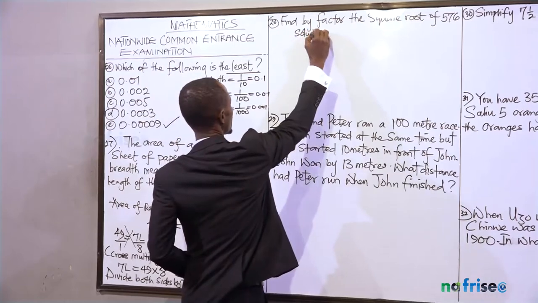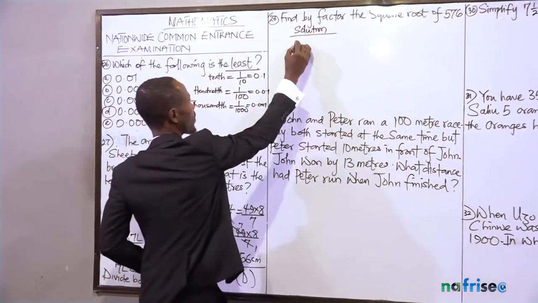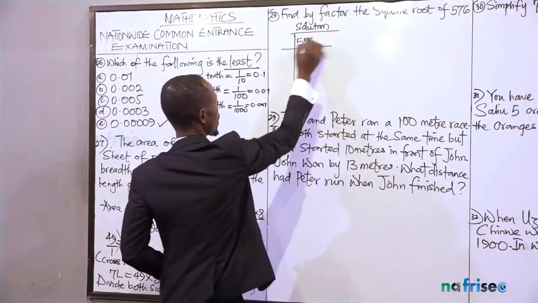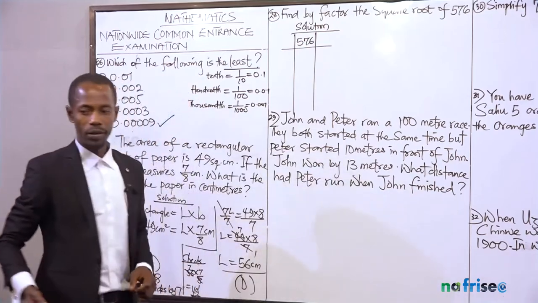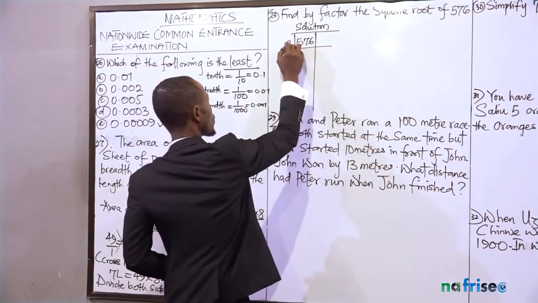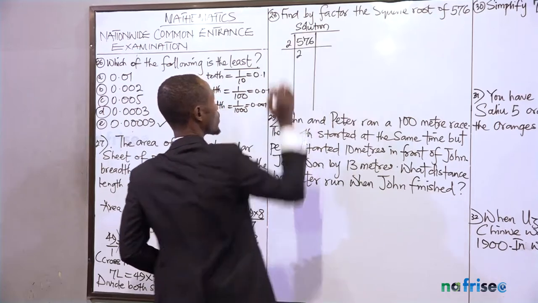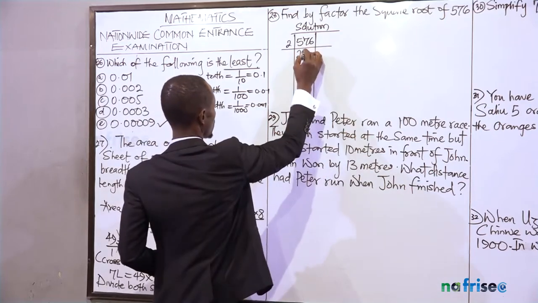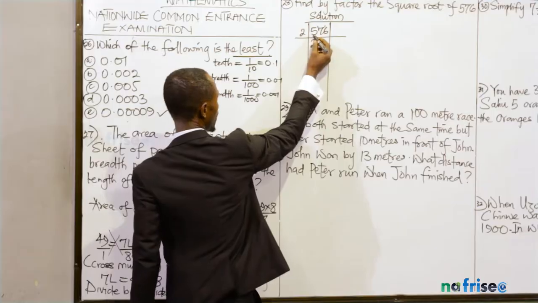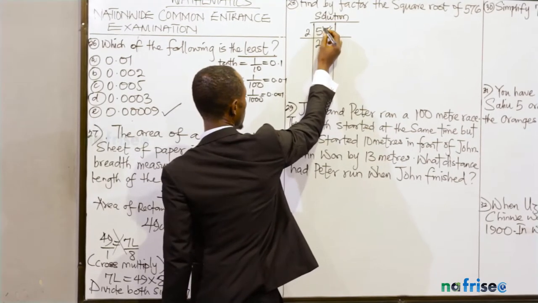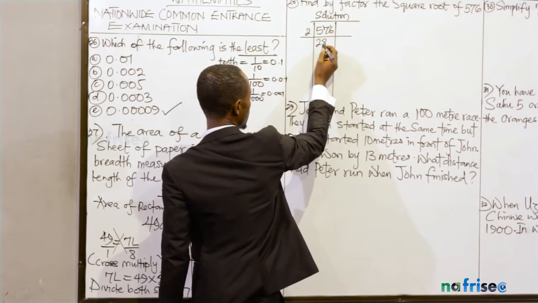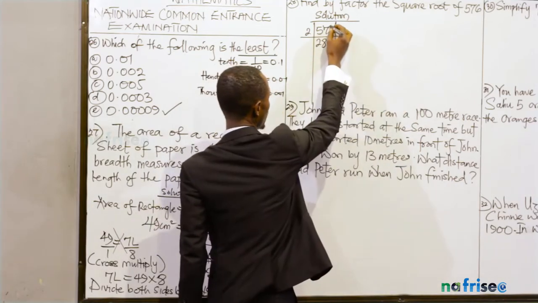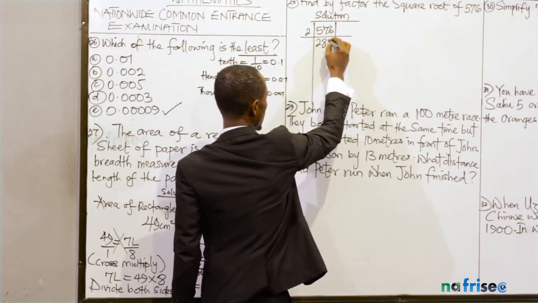To find the square root of a number using factor method, break the number using the prime factors. 576. Let's try and see. What's the first prime number they use in dividing? 2. Let's start with 2. 2 in 5 is 2, remainder 1. That's 17. 17 divided by 2 is 8, which is 16. Remainder 1. So we add the remainder 1 here. 16 divided by 2 is 8.